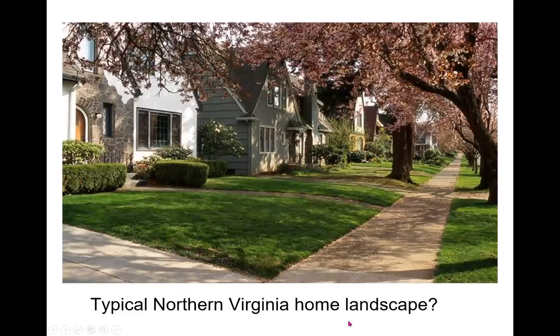So what are we doing here? This is a typical Northern Virginia, a little dated photograph here of a suburban landscape. Here we have Japanese cherry here. We've got maybe a viburnum here on the corner. We've got hedges of Japanese holly. We've got azaleas back here in the back. There's nothing native in this landscape, all right?